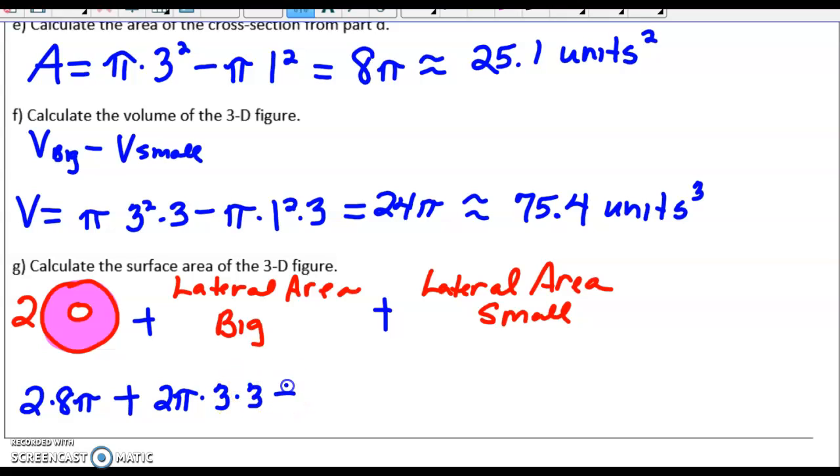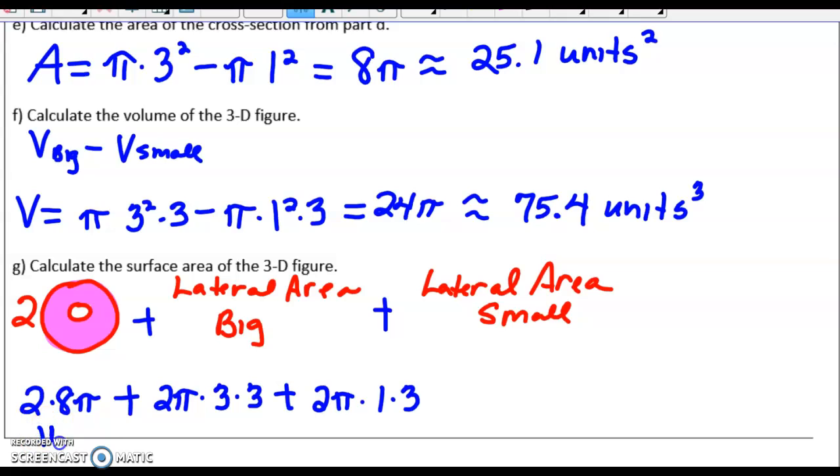And we're going to add that to the lateral area of the small one. That's like if you stuck your hand in the center of it and you felt around that, that's the lateral area. That's going to be the circumference of that one, which is smaller. It's 2 pi times the radius of 1. The height is still 3.